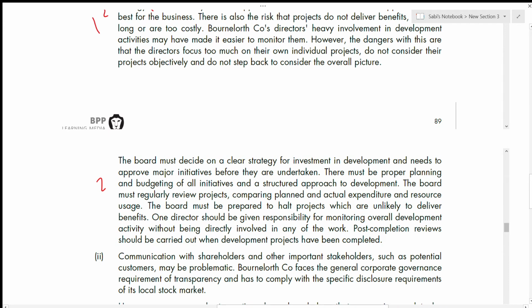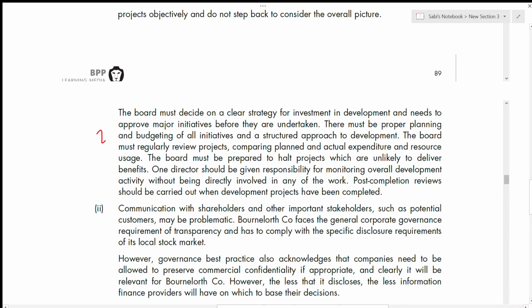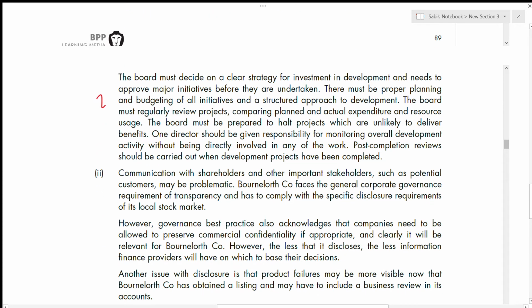Now let's go to the control activities. The board must decide on a clear strategy for investment in development and needs to approve major initiatives before they are undertaken. So this is one of the controls they are saying. They need to have a clear strategy, right, for investment in development and need to approve major initiatives before they are undertaken. There must be proper planning and budgeting of all initiatives, and a structured approach to development. There should be a structured approach, not a haphazard way.